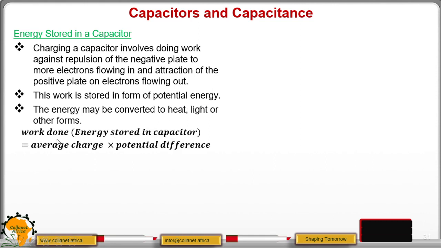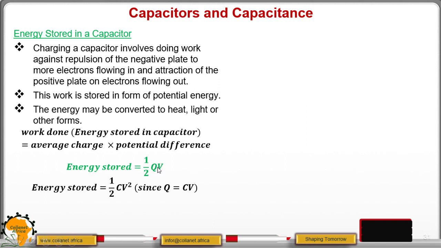So we can say that work done, which is equivalent to the energy stored in a capacitor, is equal to the average charge multiplied by the potential difference. Remember, this is a formula that we know, that work done is equal to QV. But now here we are talking of the average charge. And for you to get the average charge, it will be a half Q multiplied by V. But we know that Q is equal to CV.